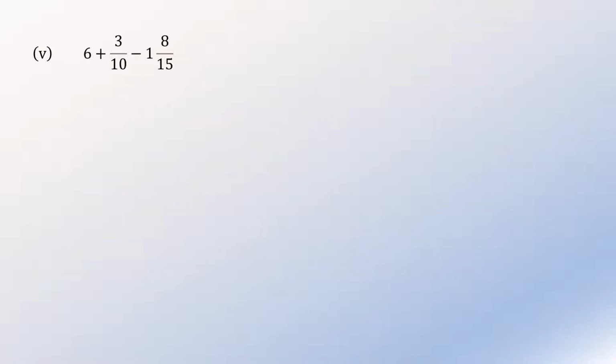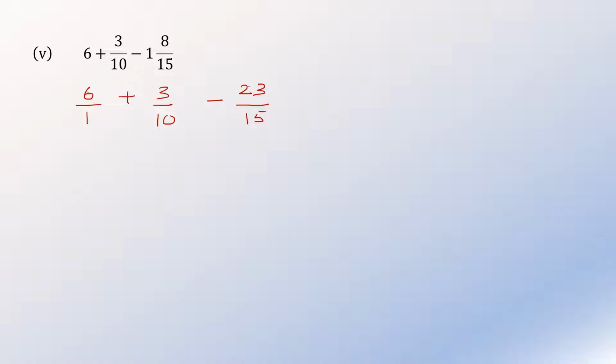The next question. 6 is a whole number. So we'll give it a denominator 6 by 1 plus 3 by 10 minus 15 ones are 15 plus 8 is 23. 15 plus 8 is 23 by 15.